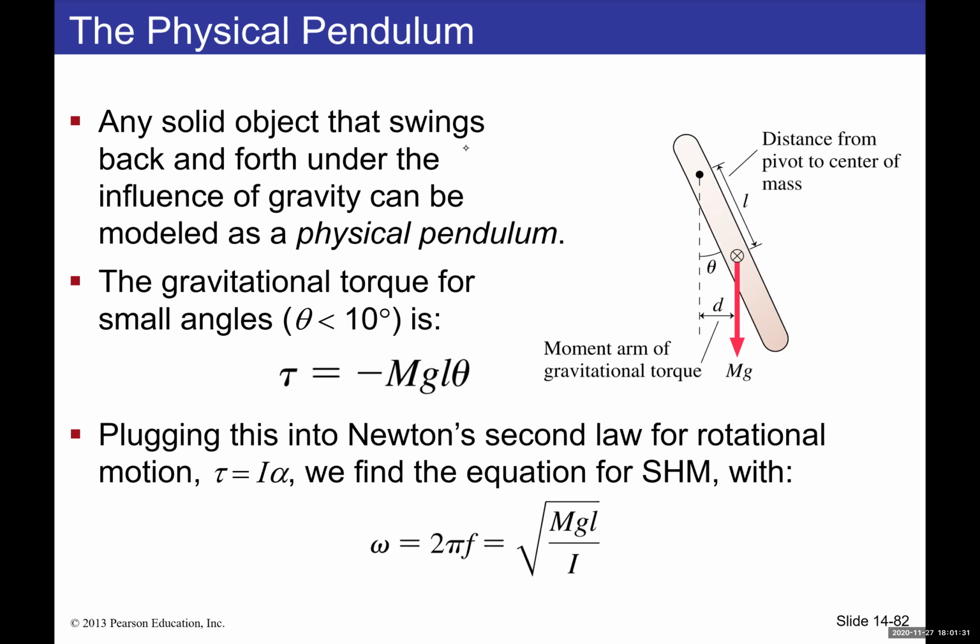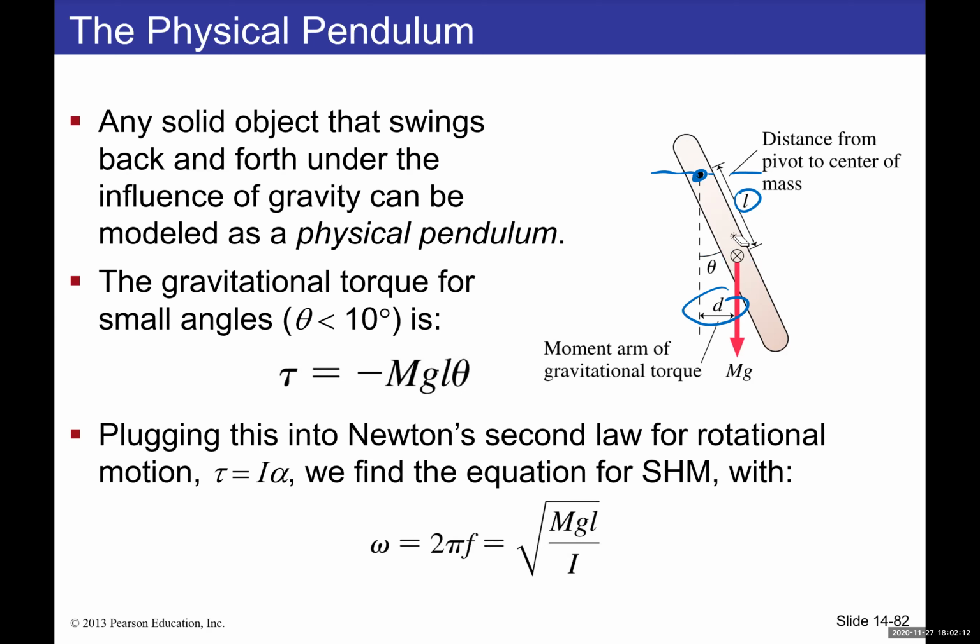So the gravitational torque for small angles, which is less than 10 degrees, is given as negative mgl times theta. This is the axis of rotation, and this is the center of mass, and remember, gravity acts at the center of mass. So L is the distance of the axis of rotation with respect to the center of mass, and theta is the angle that it makes when rotating. And d here is basically the moment arm of the gravitational torque.